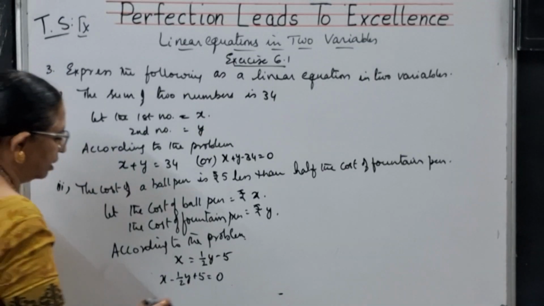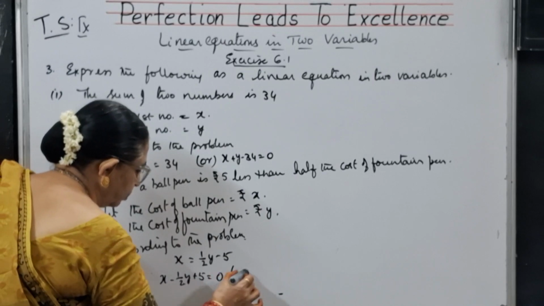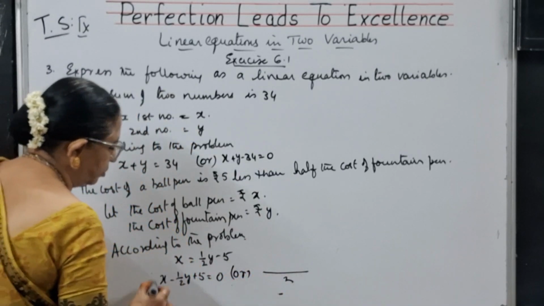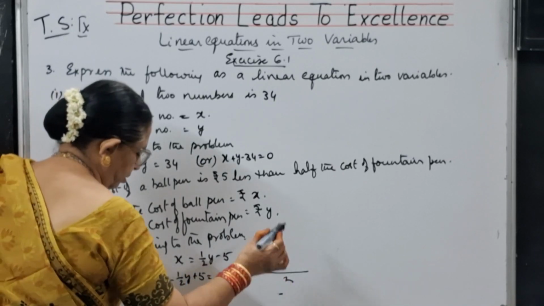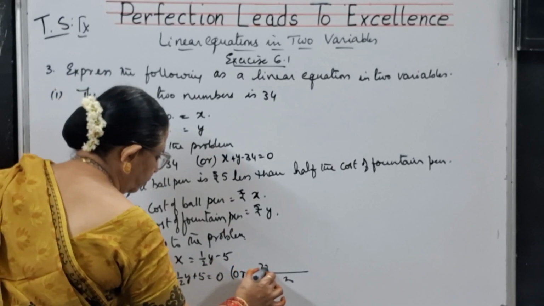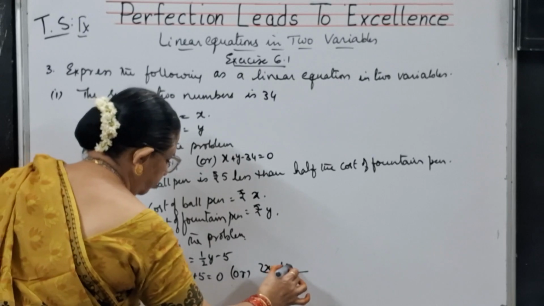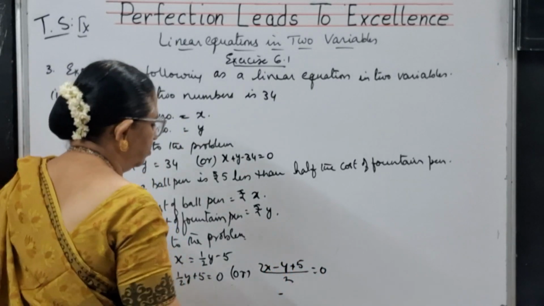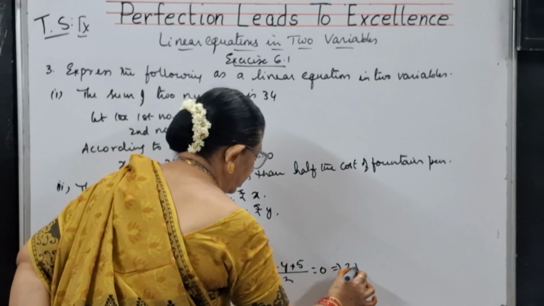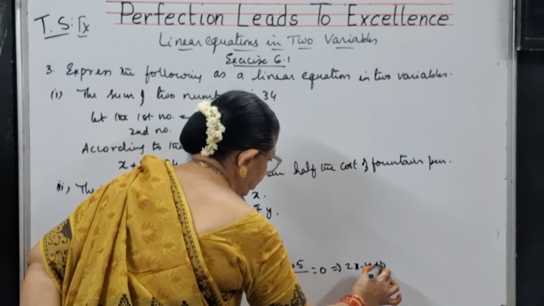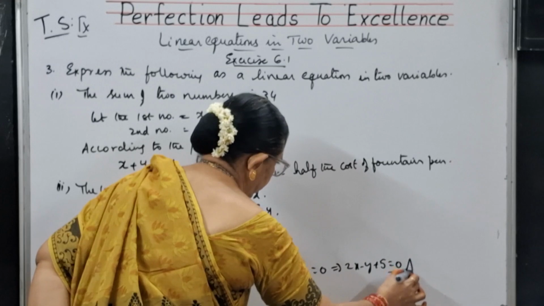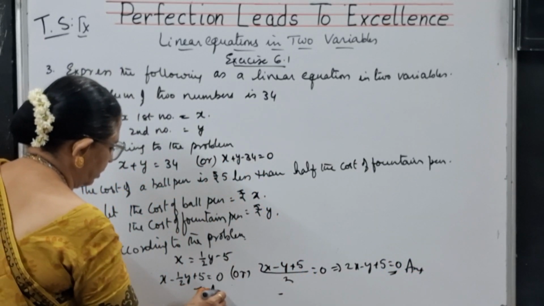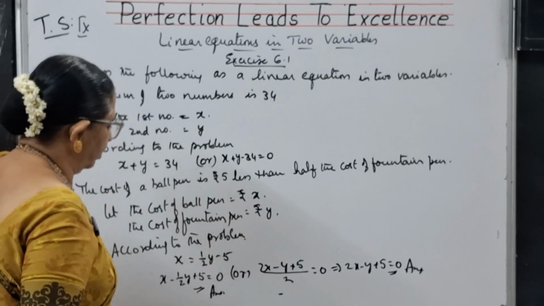You can even write it as, if you want to convert it to base 2, if you take LCM 2 here, with LCM 2, you are getting 2x minus y plus 5 is equal to 0. This implies 2x minus y plus 5 is equal to 0. So you can consider this or this. In two ways you can write the answer. So one way is this.